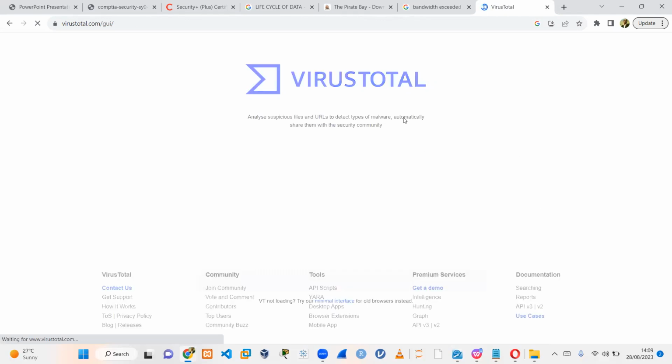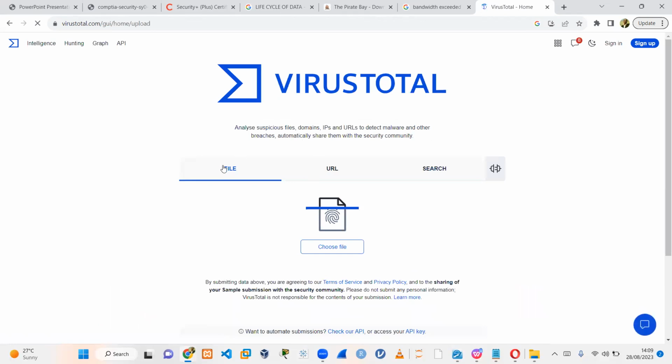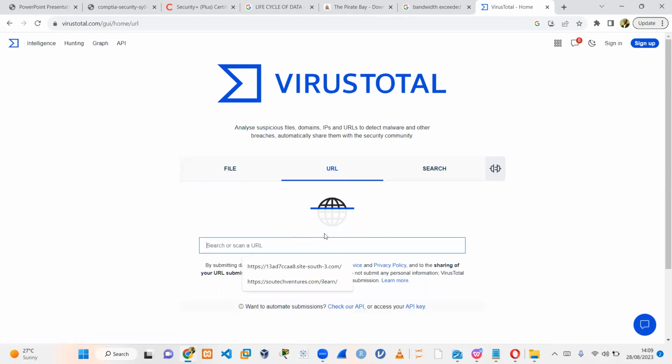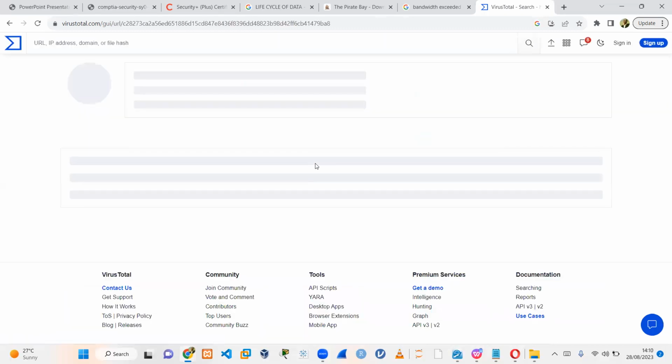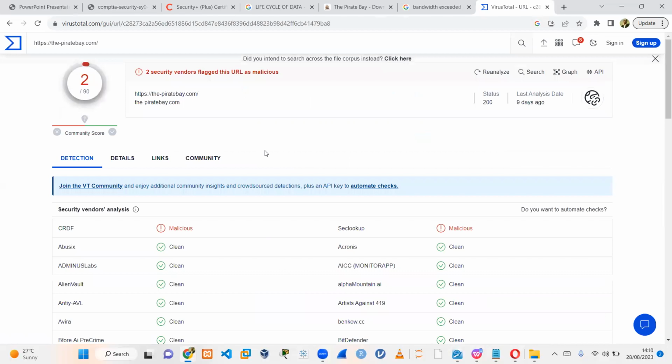So I'm trying to see if I can load this particular site. Good, it has loaded. So I can scan a file, a URL, or I can search. So let me scan a URL, this particular site, and let me hit enter. So it's going to give me some intelligence about this particular site. So you see, it's saying malicious.